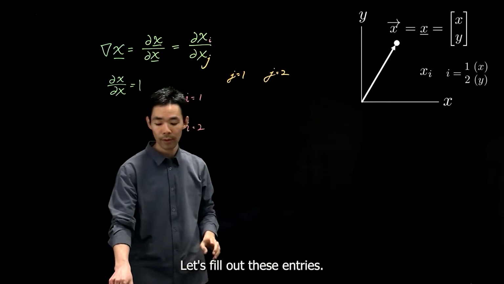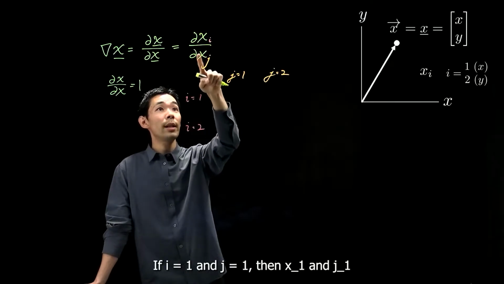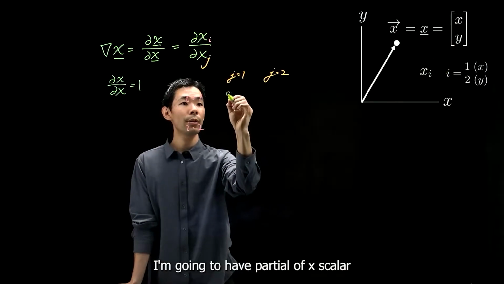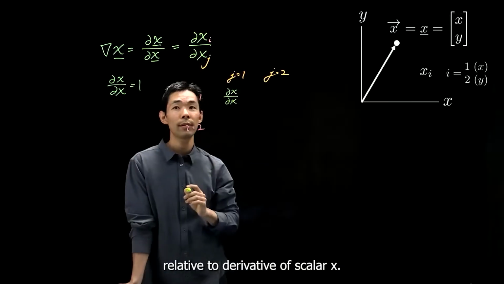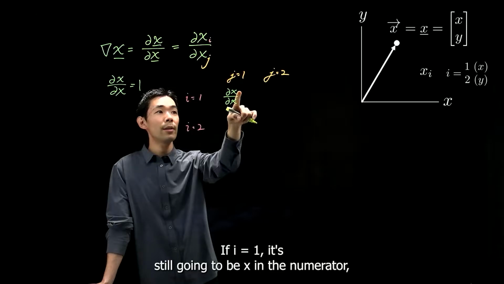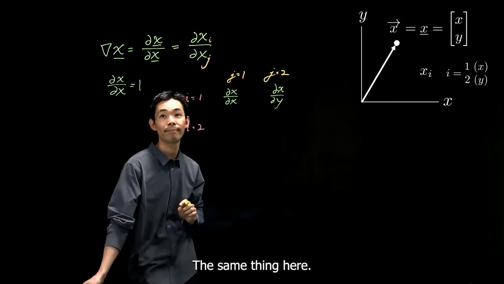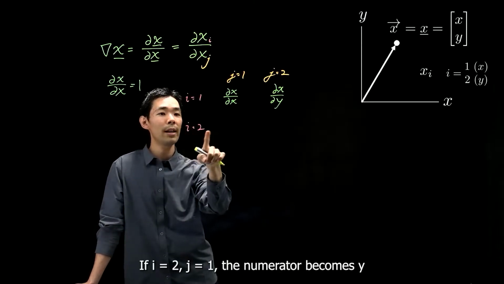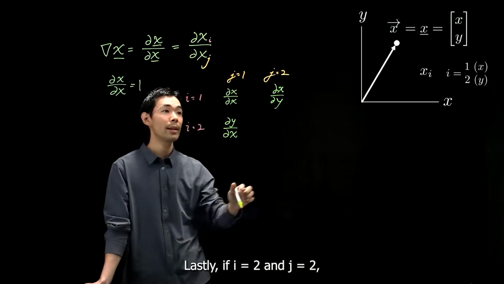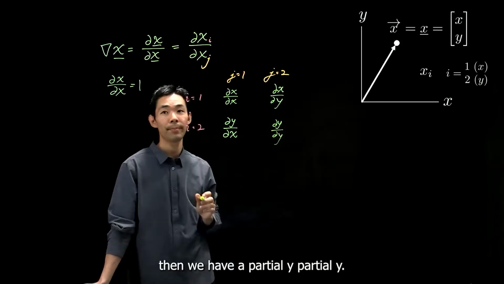So now let's just fill out these entries. If i is equal to 1 and j is equal to 1, then x sub 1 and x sub 1 will just tell me that I have both x and x. So I'm going to have partial of scalar x relative to derivative of scalar x. If i is equal to 1, it's still going to be x on the numerator, but j is equal to 2, which will give me a y on the denominator. Okay? So the same thing here, if I have i equal to 2, now the numerator becomes y, and I'm going to differentiate that relative to scalar x. And lastly, when j is equal to 2 and i equal to 2, then we have partial y, partial y.